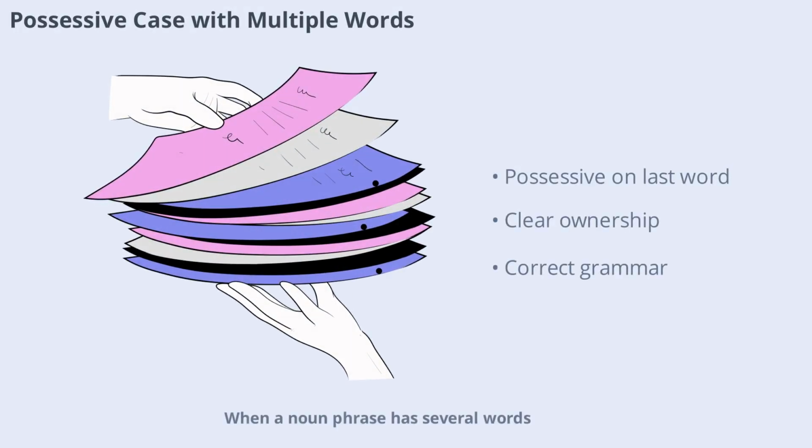When a noun phrase has several words, the possessive sign is added to the last word only. For example, this is Shah Rukh Khan the actor's house. This keeps your sentences clear and grammatically correct.